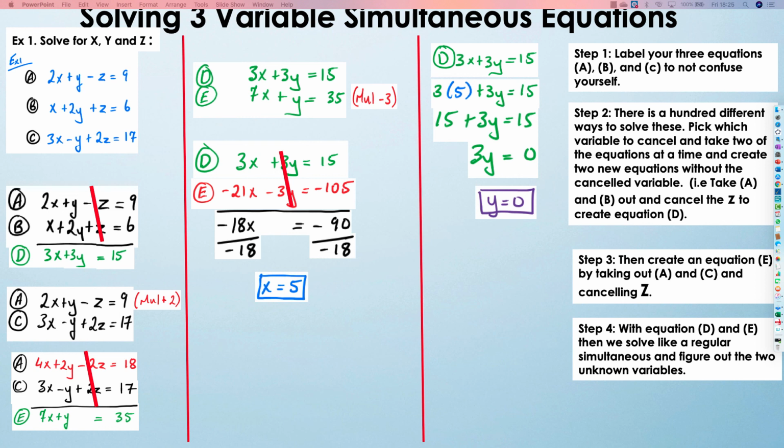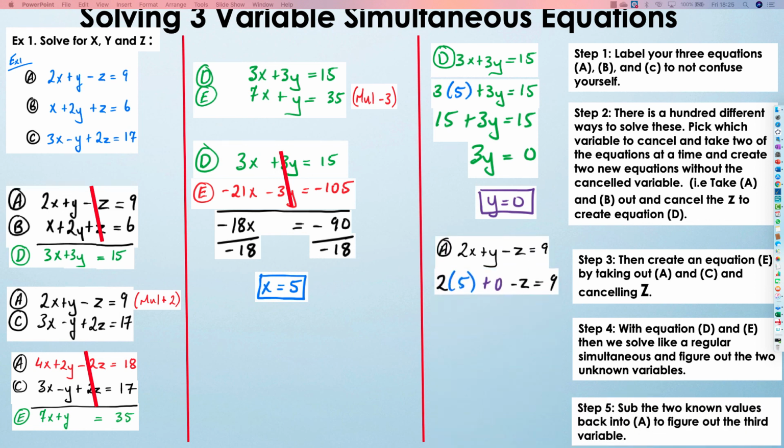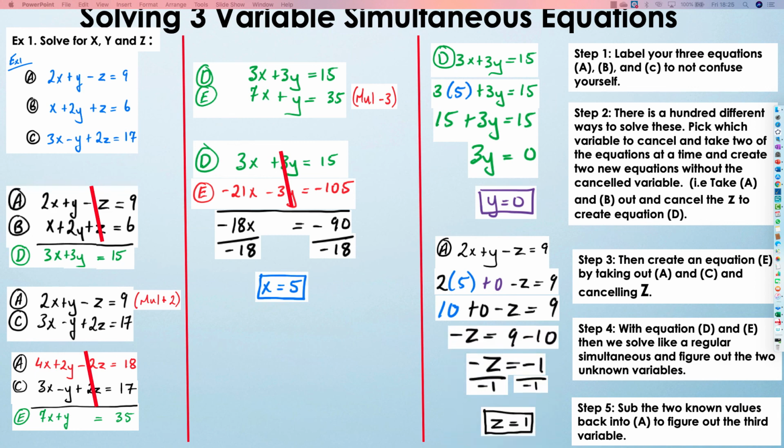So x and y go back into any one of these original ones to get z. 2x plus y. 2 times 5 plus 0 minus z is equal to 9. Minus z is equal to 9 minus 10, minus z is equal to minus 1, z is equal to 1.